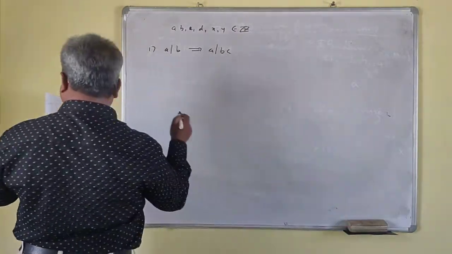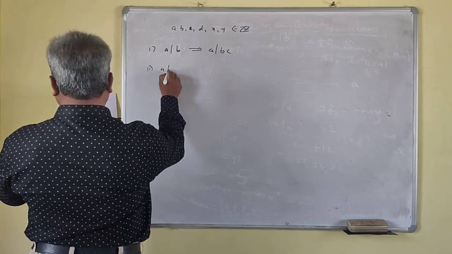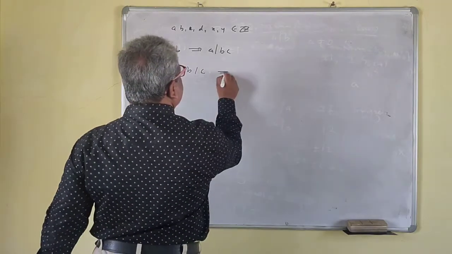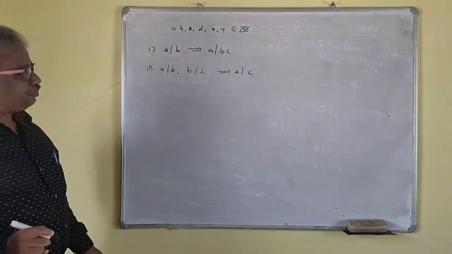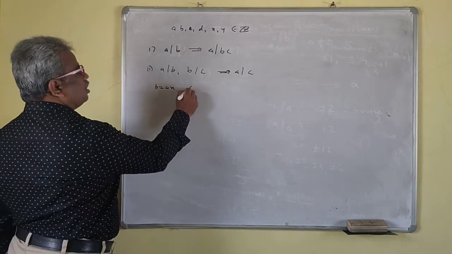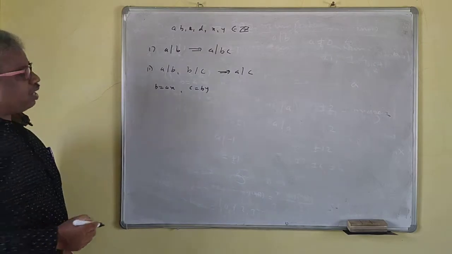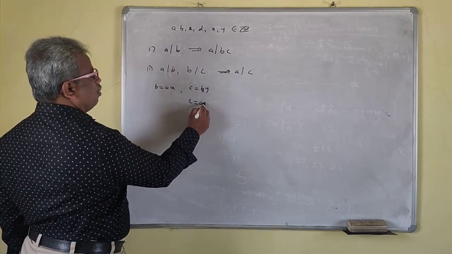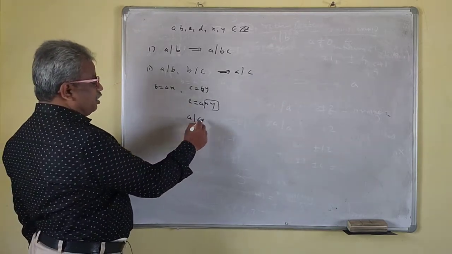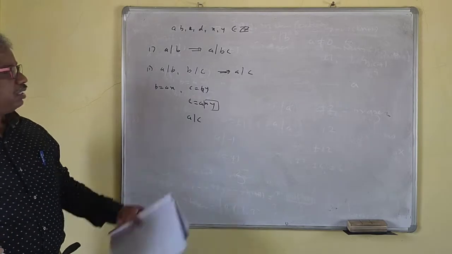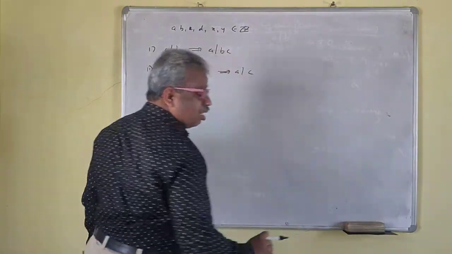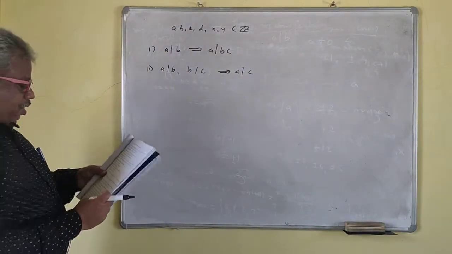The second property: A divides B and B divides C implies that A divides C. How can we prove this? B is equal to AX, and C is equal to BY. So B is equal to AX, and C is equal to AXY. That means A times some integer. So C is A times some integer, which means A divides C. So this is the property, and we can easily prove it.